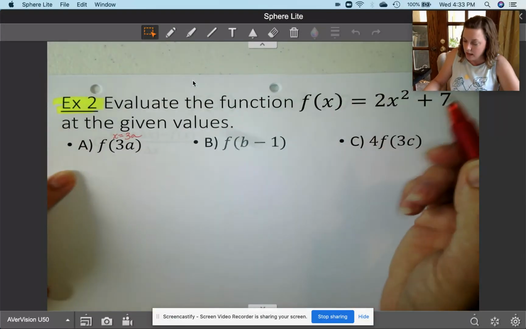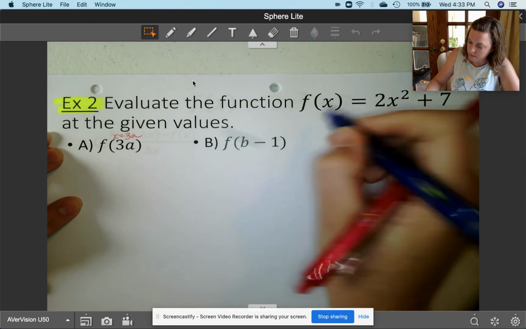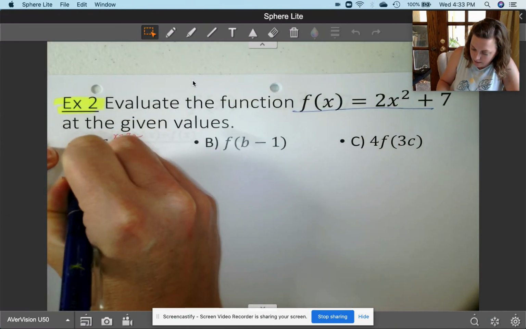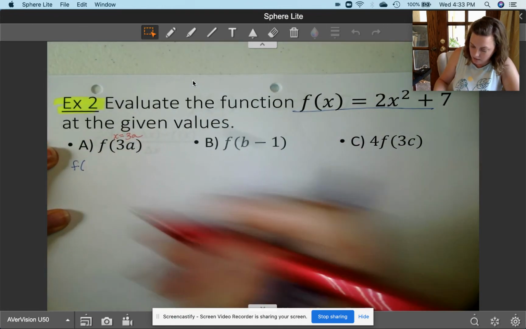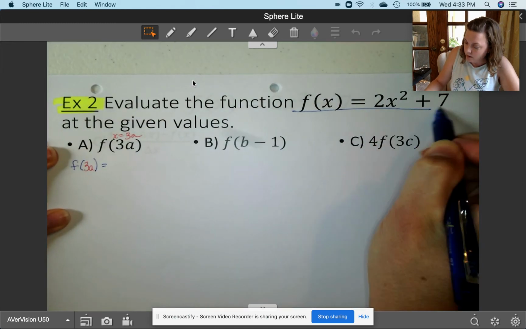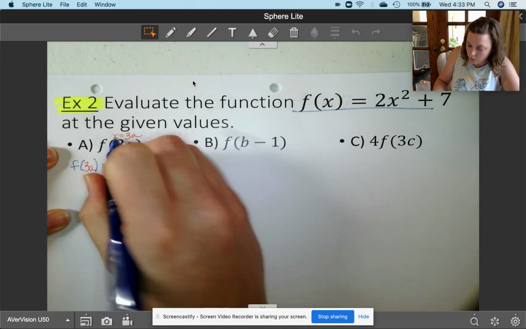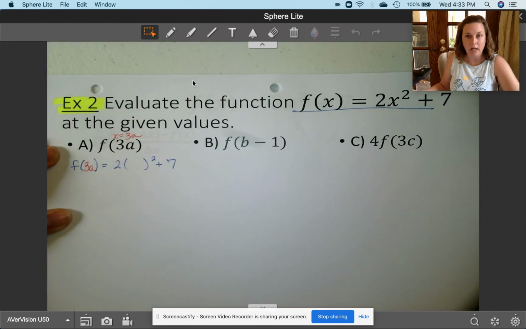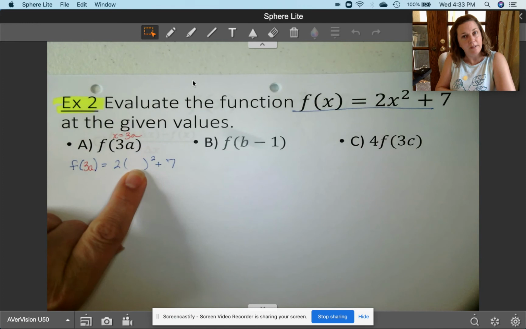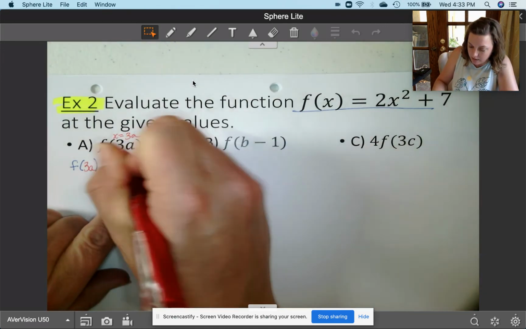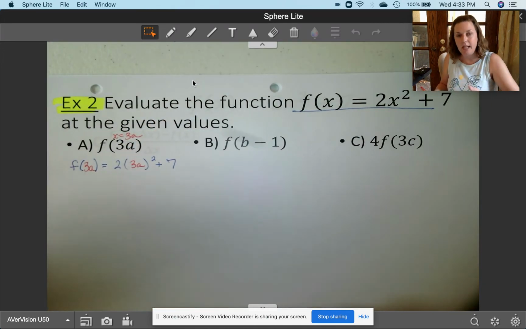So in order to do that, I'm just going to use blue. So we have f of 3a. That says go to your f function, and then wherever there was an x, you're going to replace it with 3a. And so I like doing this. I sort of do a fill in the blank. We're no longer using an x, so instead of an x, I'm going to use a blank space and fill it in with 3a. And then I can simplify.